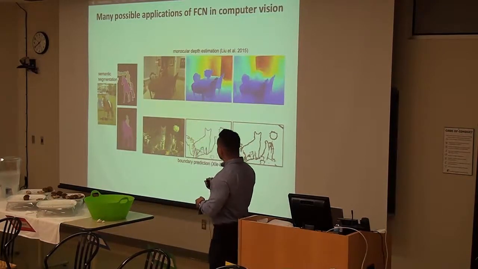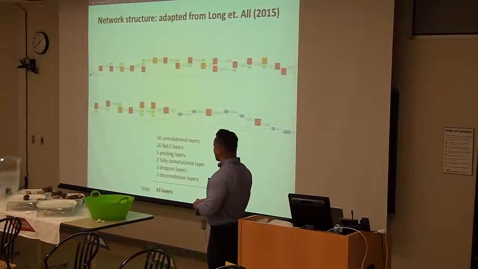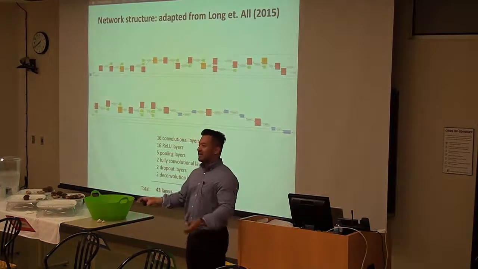But here, for instance, it's also been applied to detecting estimation from monocular cameras. So here you can see the ground truth for this image, and this is the estimation that the network produces. And this is another example for boundary detection. So I read the paper, and then I adapted the network.